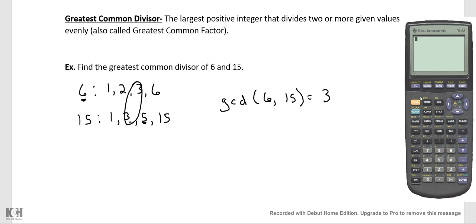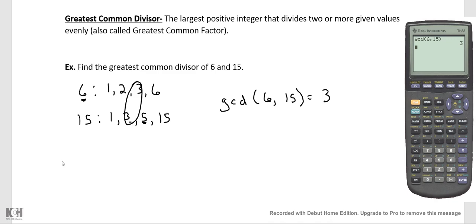And again, we can do this in the calculator as long as it's a graphing calculator. If you go to the math menu, go over to the number option in the math menu, go down to GCD of 6, 15, and we see that the GCD is 3.